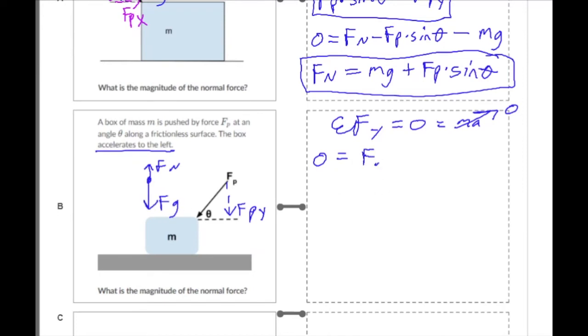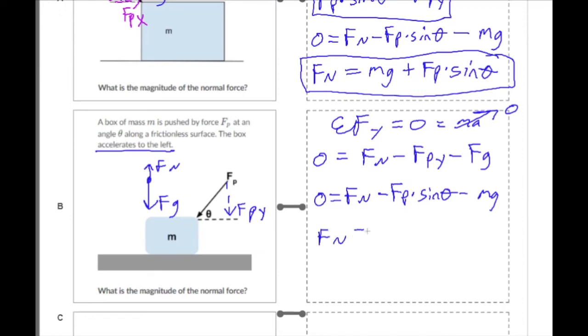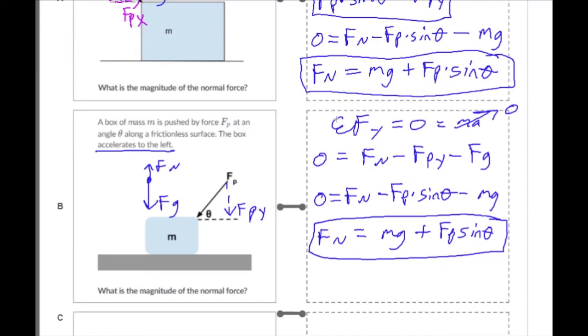We're going to quickly see that we have the exact same equation we did above, which is force normal minus force applied in the y direction minus force gravity. We know what these two things are. We just solved for them above. So that's going to tell us that 0 equals force normal minus Fp times sine theta minus mg. Go ahead and add those two things over like we did above, and we find out that force normal is equal to mg plus Fp sine theta. And this makes sense because we're still pushing down on the object. Because we're pushing down on it, force normal has to be bigger than it usually is. And we talked about that above.